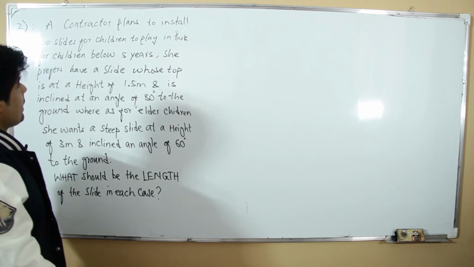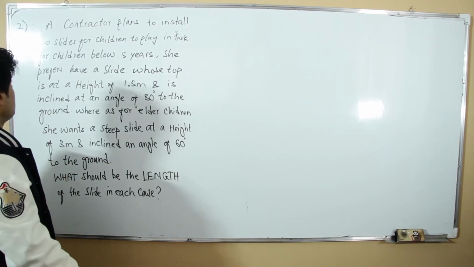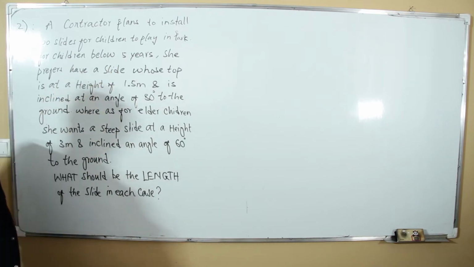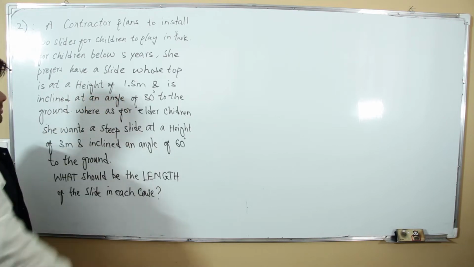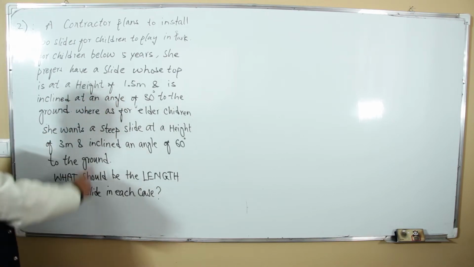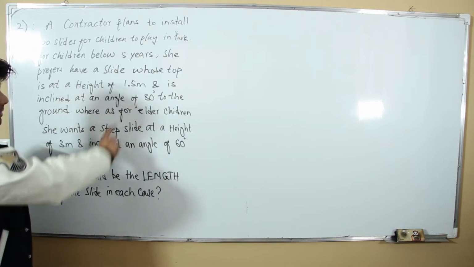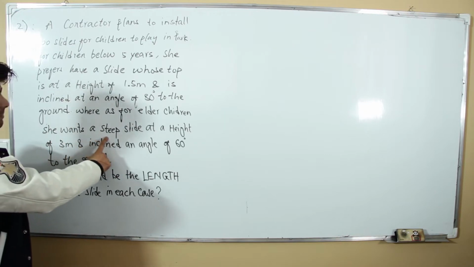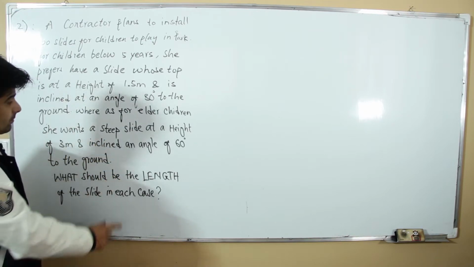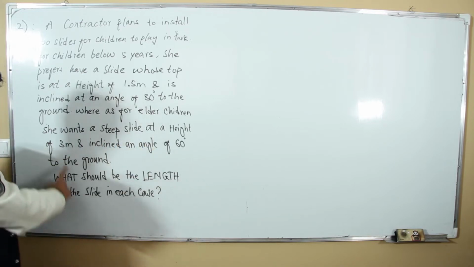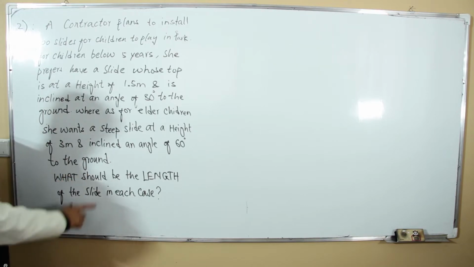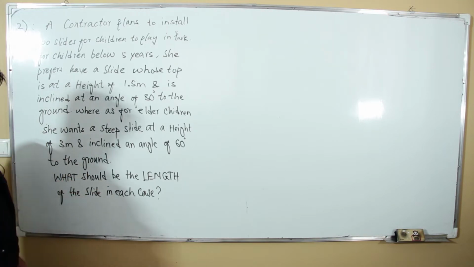Question number 2. A contractor plans to install 2 slides for children to play in a park. For children below 5 years, she prefers a slide whose top is at a height of 1.5 meters and inclined at an angle of 30 degrees to the ground. Whereas for elder children, she wants a steep slide, it means a fast slide, at a height of 3 meters and inclined at an angle of 60 degrees to the ground. What should be the length of the slide in each case?